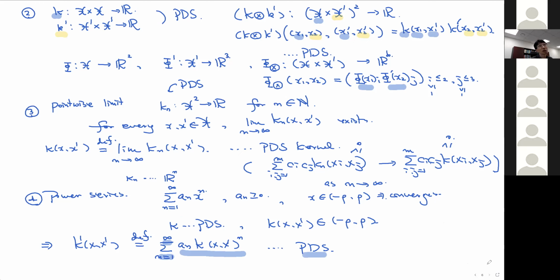Now, give me like 2 minutes, then I will finish off. So now we have looked at the constructions: sum, product, tensor product, pointwise limit, and power series. Now let's use all of these to show that the RBF kernel is PDS. Where should we start?